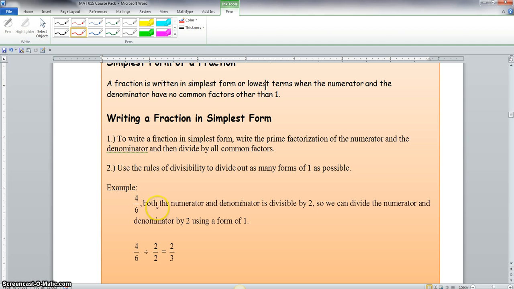Example, 4/6. Both the numerator and denominator are divisible by 2 because they are even numbers. So we can divide the numerator and denominator by 2 using a form of 1. And since both of them are even, we could divide both the numerator and denominator by 2. So we know 2 over 2 is 1, so that's not changing the problem. So 4 divided by 2 is 2, and 6 divided by 2 is 3.